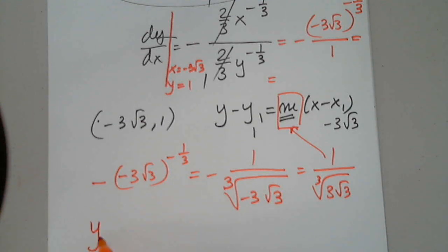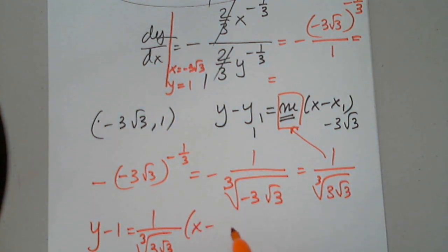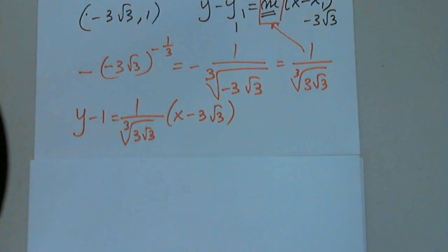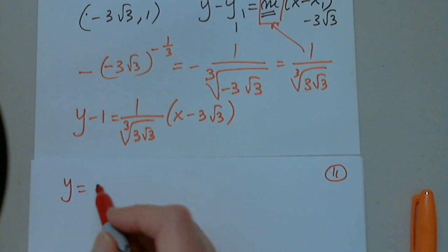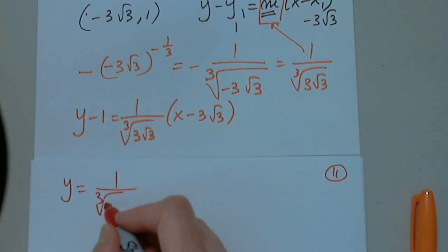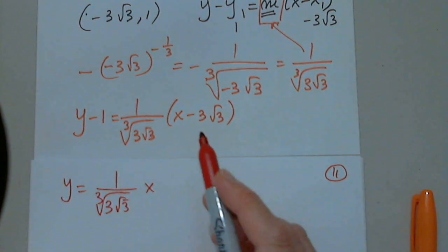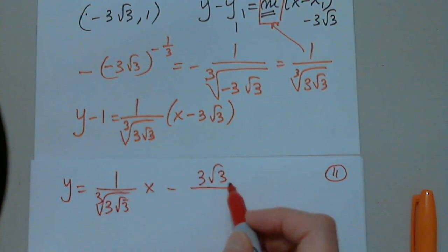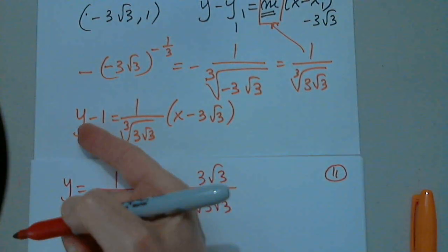So then the equation is y minus 1 equals 1 over the cube root of 3 the square root of 3 times x minus 3 the square root of 3. We can probably simplify it a little bit. And let's see how we do that. That's page 11. So y equals 1 over the cube root of 3 the square root of 3 x, and then -3 the square root of 3 over the cube root of 3 the square root of 3, and then plus 1.